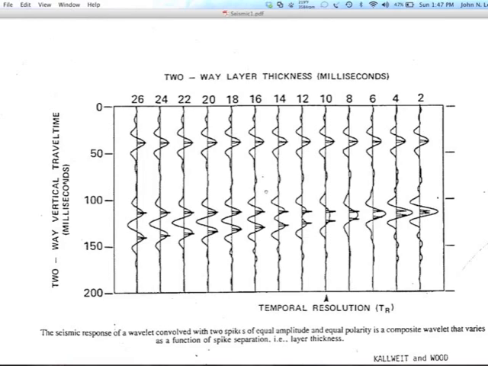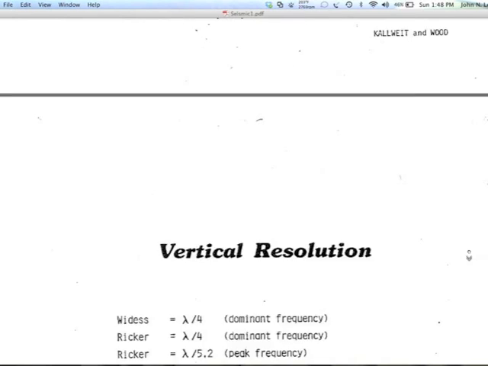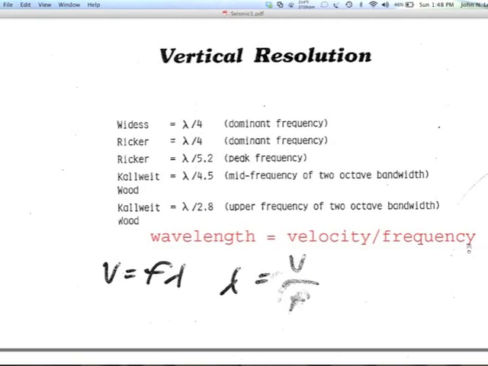So out to this flat spot, that's like the minimum thickness we need to see that layer as a separate layer, to see that second reflection. When the layer is thinner than T sub R, the temporal resolution, then we can't detect it as an individual layer. Even though it's got two reflectors around it, one on top and one on the bottom, we only see one reflector. And here's some criteria for vertical resolution. We think of the resolution in terms of depth and thickness.